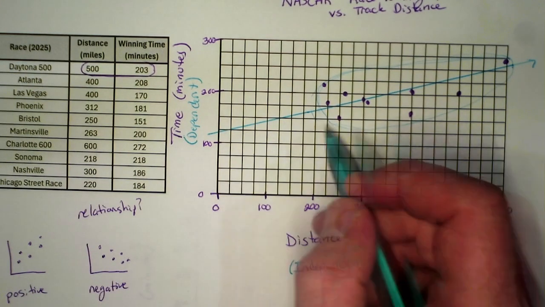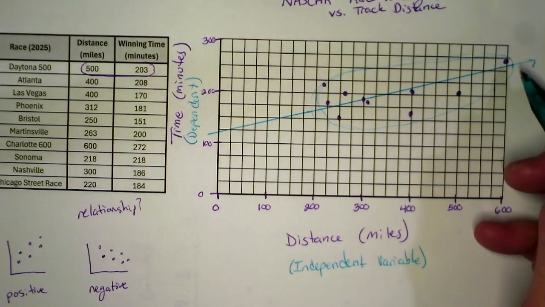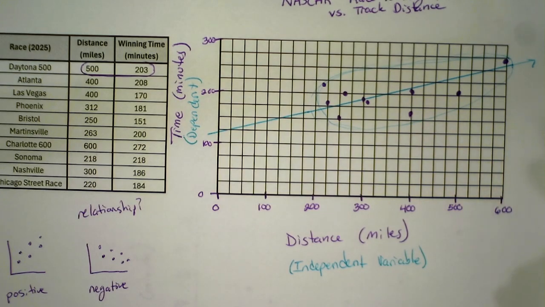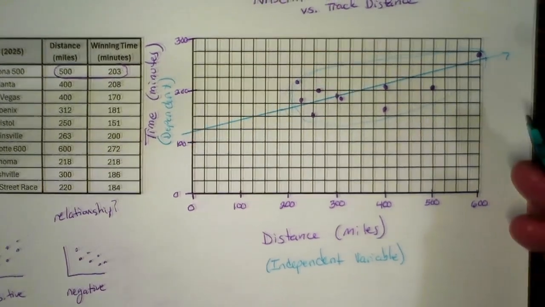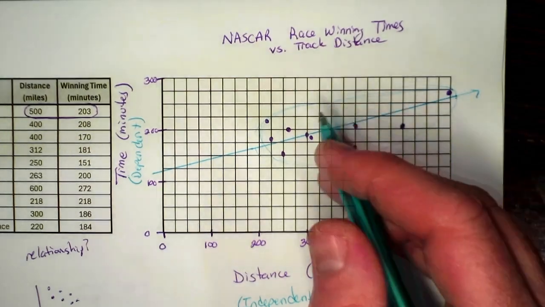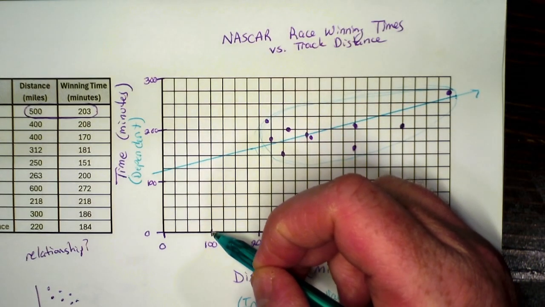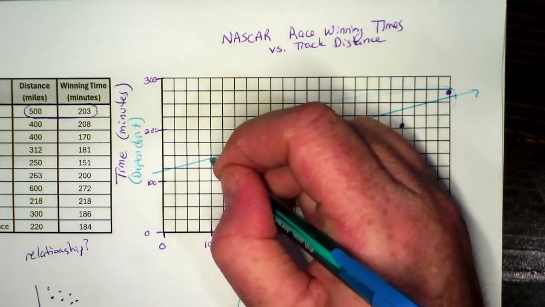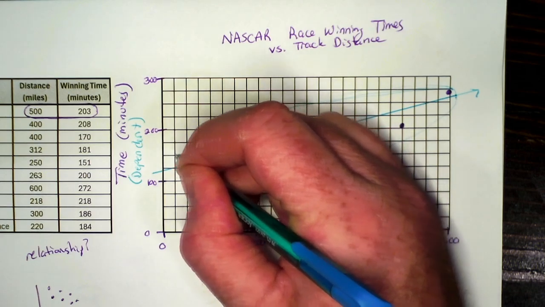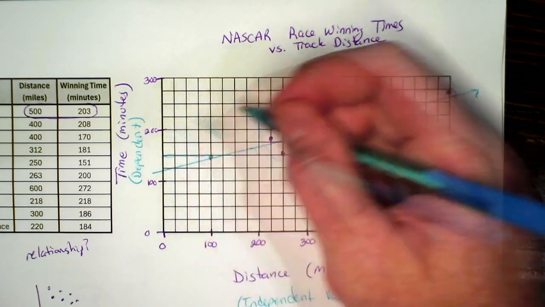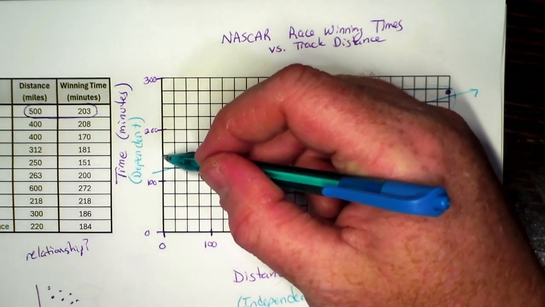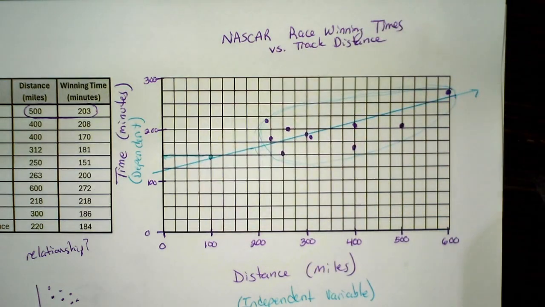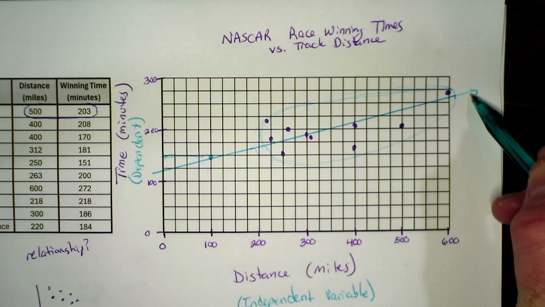Okay. But then we can use this line to make predictions about, say, a race that was only 100 miles. Hey, what if we put together a race that was only 100 miles? How long do you think that would last? And then we'd go up here and we'd go over here and we'd say, oh, somewhere between 100 and 200 minutes. I'd say maybe just under 150 minutes. Okay. And so we can use that to make predictions, which is that third level of reading data from graphs, reading beyond the data, right?